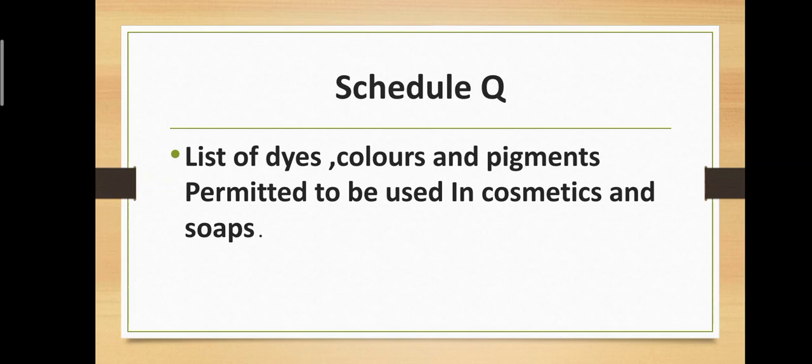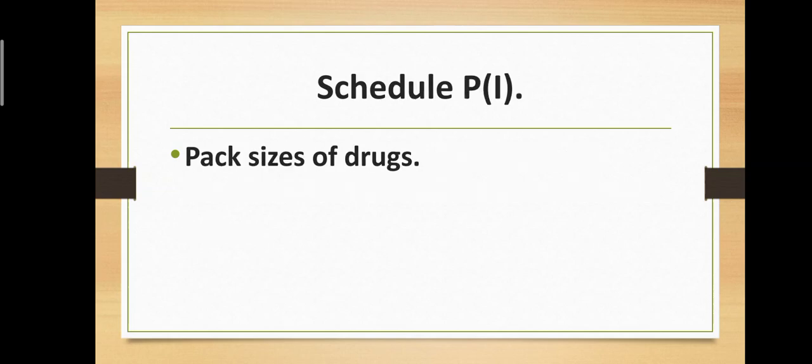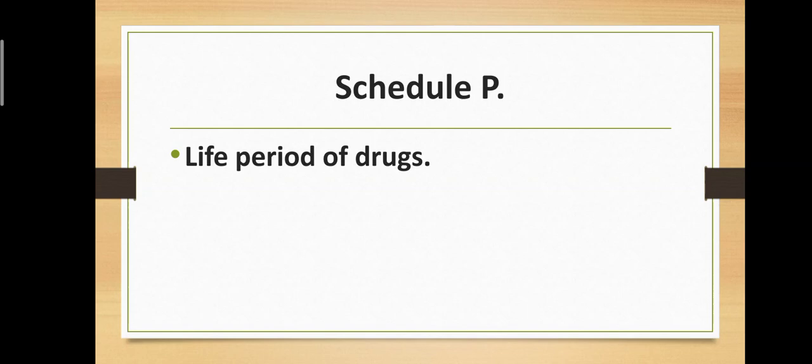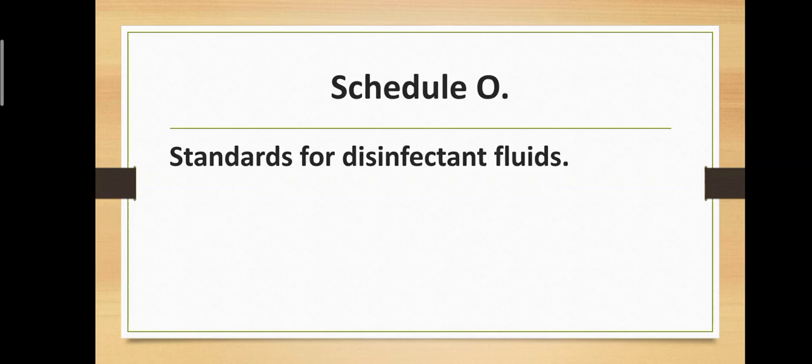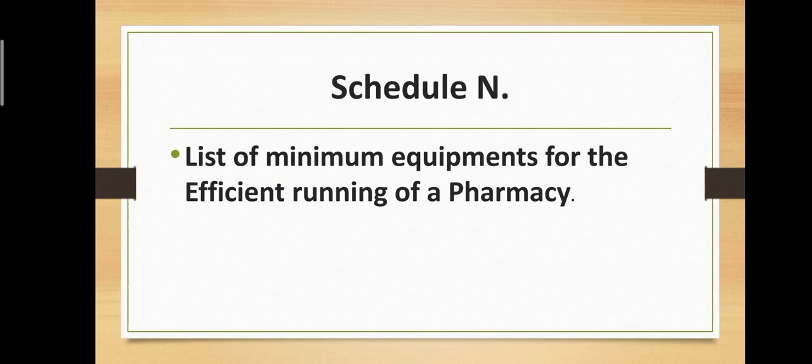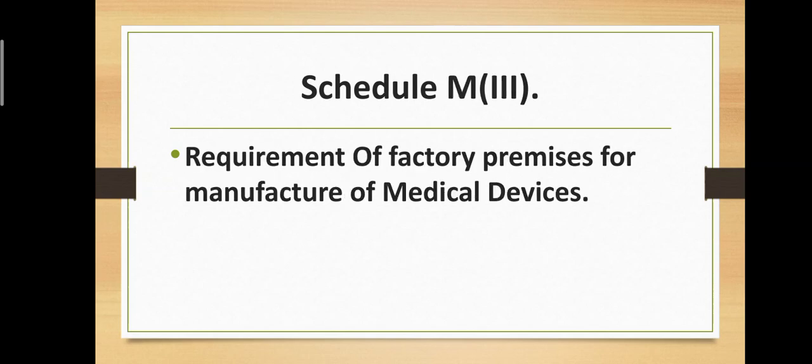Schedule Q: list of dyes, colors and pigments permitted to be used in cosmetics and soaps. Schedule P: pack sizes of drugs. Schedule P: life period of drugs. Schedule O: standards for disinfectant fluids. Schedule N: list of minimum equipment for the efficient running of a pharmacy.